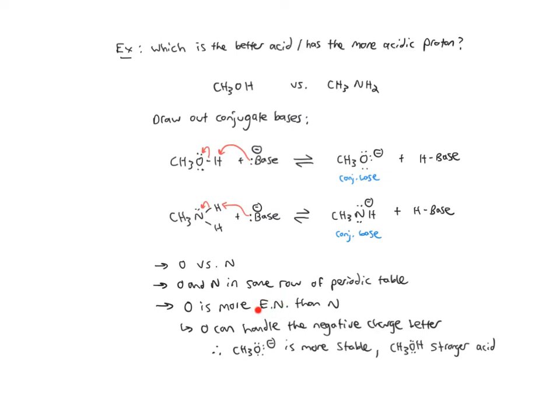So electronegativity was key here. So you want to make sure that you're mentioning the electronegativity, which one is more electronegative. So saying that is going to be also worth a point. And then you're going to say, well, what does electronegativity have to do with stability? So that oxygen can handle the negative charge better, so it's more stable. And then we're relating that to the fact that it's a stronger acid.